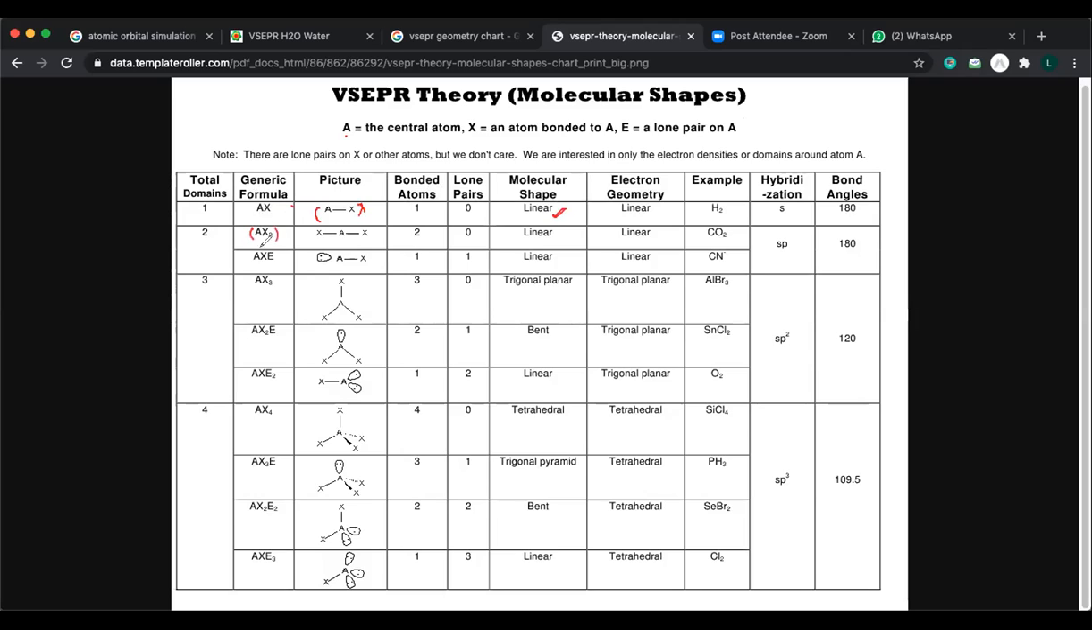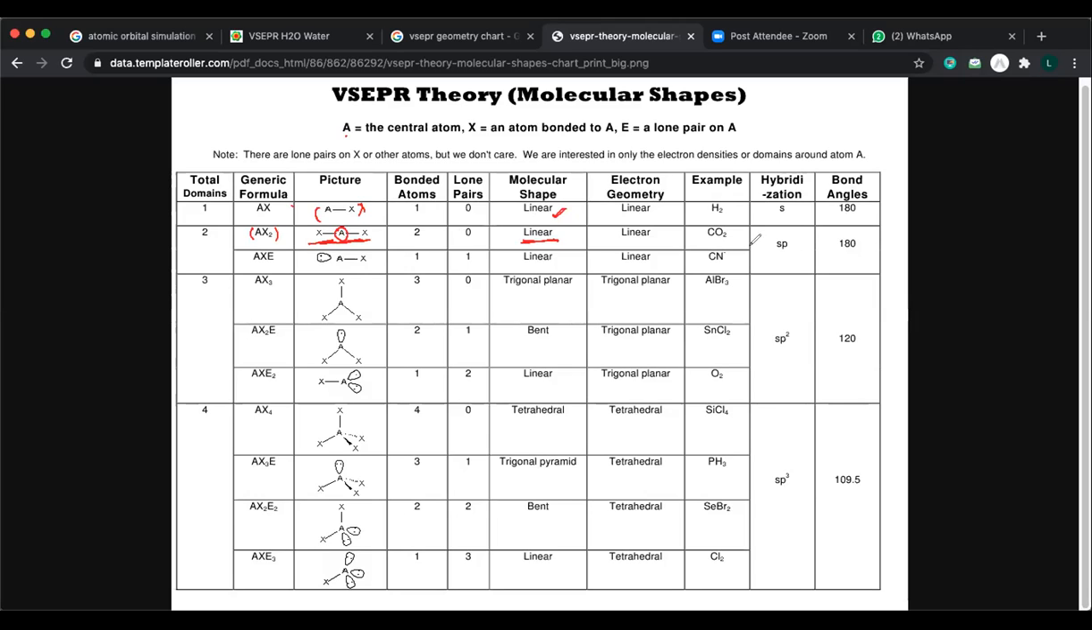If you have AX2, that's A with two bond pairs of atoms, X on one side, X on the other side. This is the case that I just showed you. The maximum distance that can be attained between both the bond pairs of electrons, to minimize the repulsion, is to arrange them on opposite ends of your central atom. That is why you end up with linear shape. Linear means it's in a line. That's all. Example is CO2, you will see this.